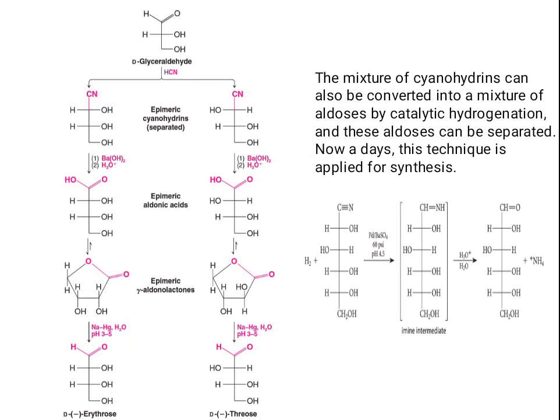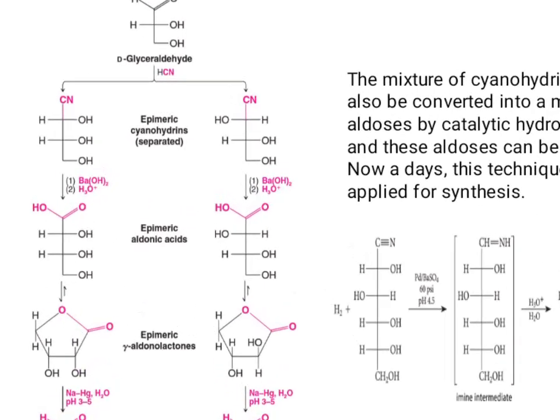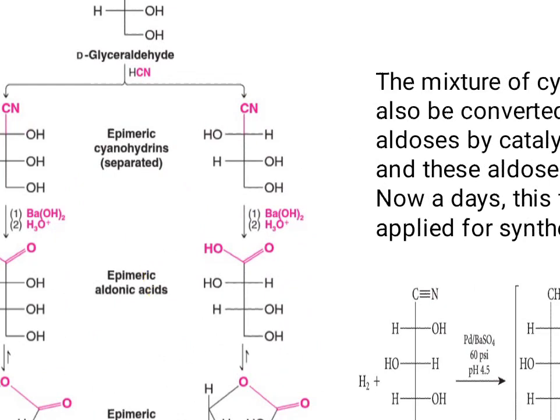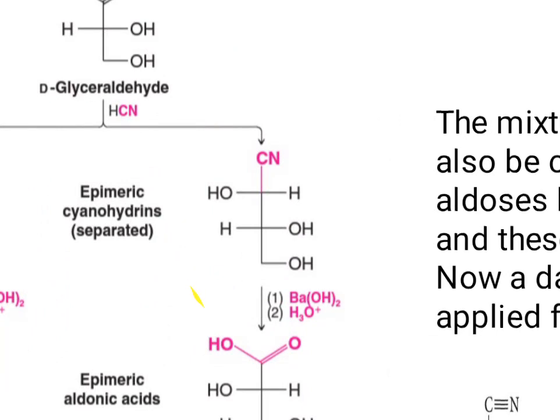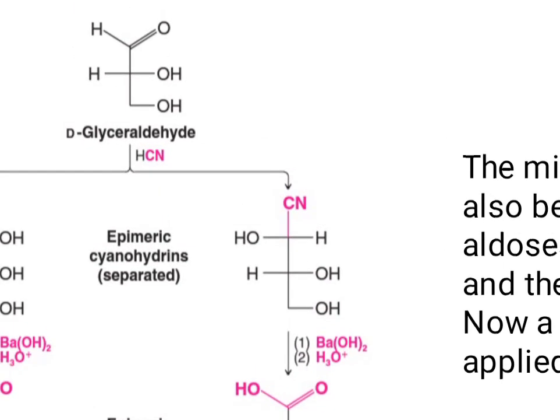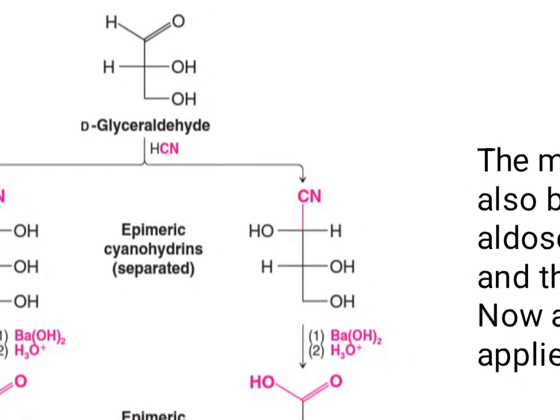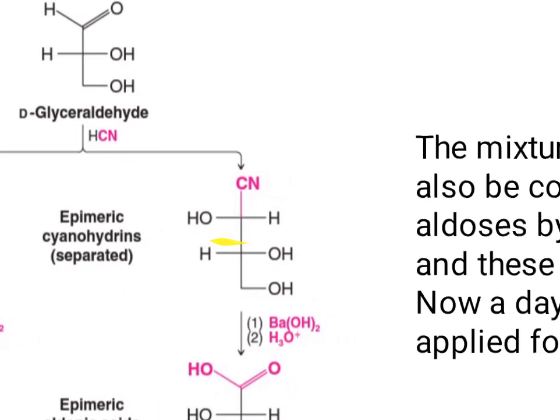Now let's see this. I am just zooming this. You have this glyceraldehyde. This one is your glyceraldehyde. And if you add HCN, you will get 2 types of cyanohydrin, which are epimeric, because this OH is on the right here and this OH is on the left here. So the difference is only about that.